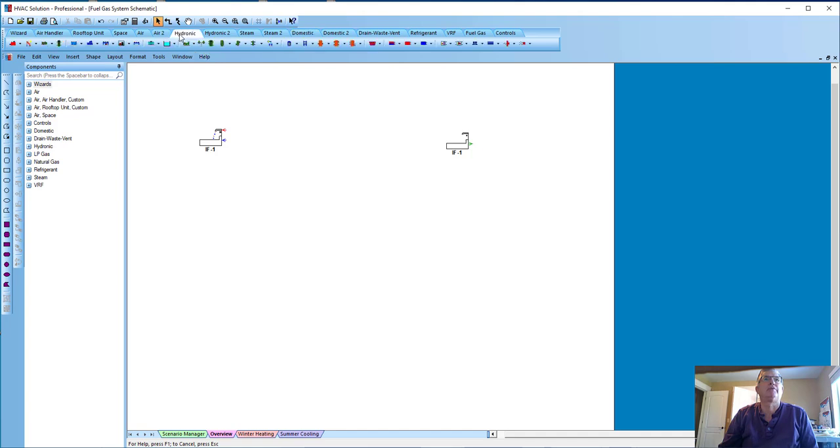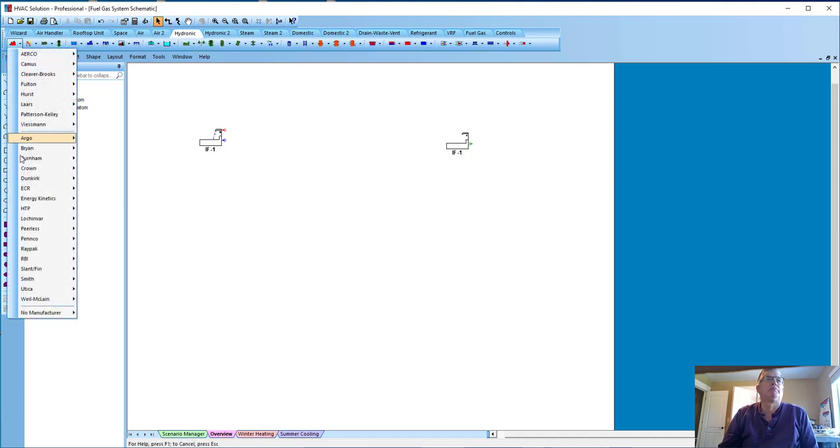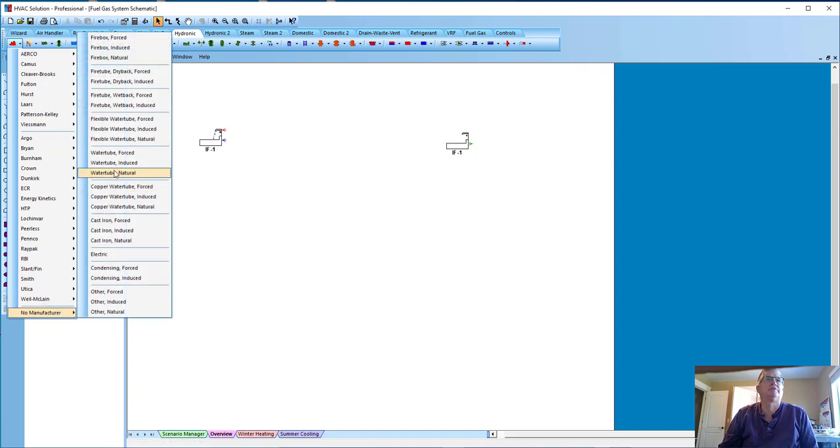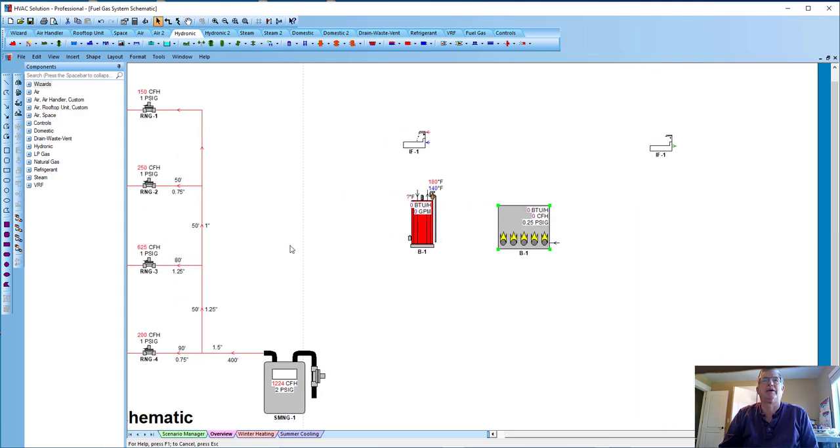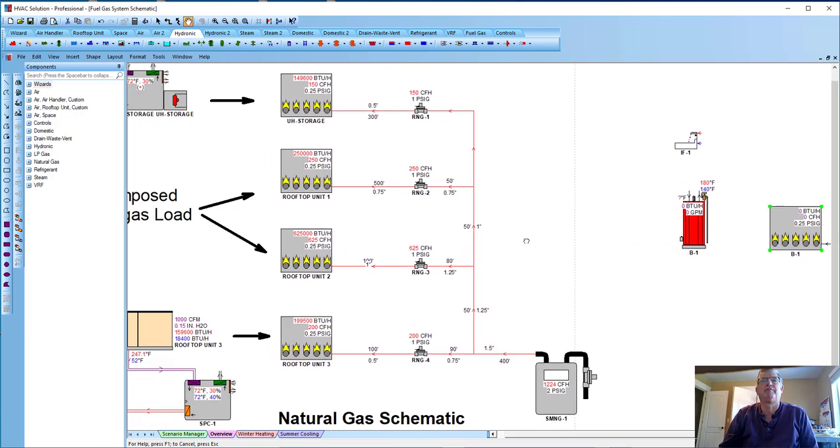Likewise, if I come to the hydronic diagram, come to a boiler, no manufacturer, put that on the screen, I get another component for the fuel gas schematic that's going to size the gas piping and system of a fuel gas system that serves that boiler. That's kind of what we want to talk about today, is the fuel gas piping. So I'm going to just scroll over here.